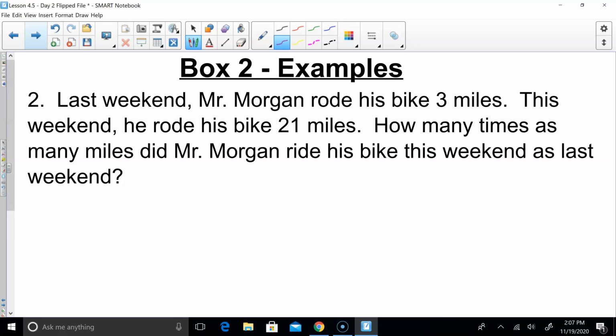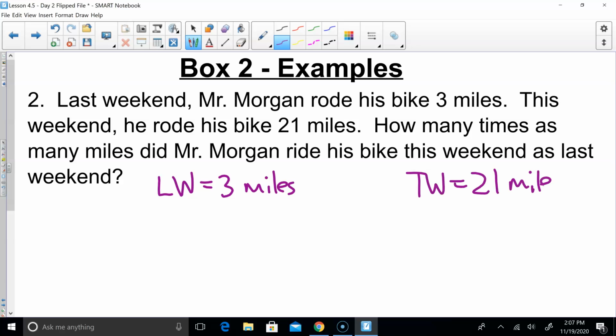Last weekend, Mr. Morgan rode his bike 3 miles. This weekend, he rode his bike 21 miles. How many times as many miles did Mr. Morgan ride his bike this weekend than last weekend? So if you think about this right now, we go LW, 3 miles for last weekend. And we've got this weekend, so we go TW equals 21 miles. So I have my information pulled out that I'm looking at right now.